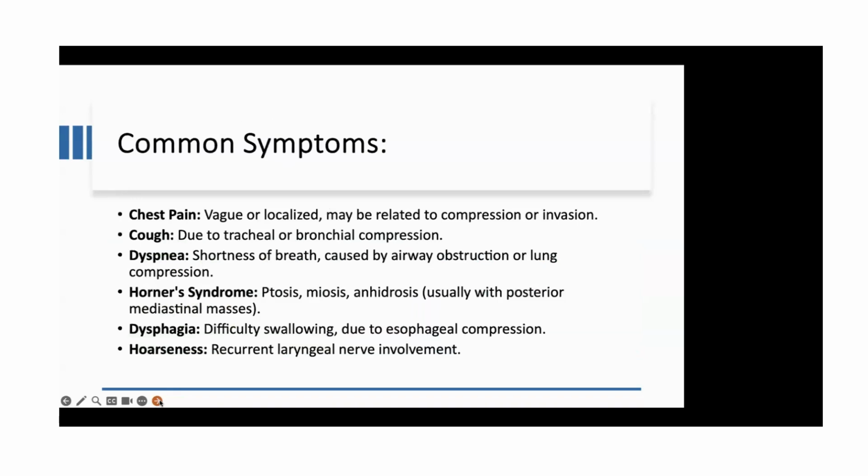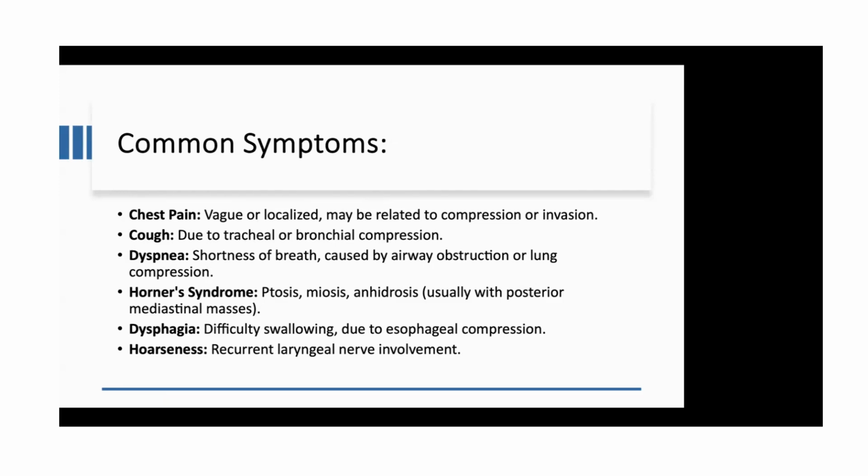So common symptoms, of course, are connected with the structure that is being compressed. For instance, it can be chest pain related to compression or invasion. It can be cough and dyspnea, and of course, this is the compression of the trachea or bronchus. It can be Horner syndrome. Probably you have heard about this, which includes ptosis, miosis, and anhidrosis. And usually we see this in posterior mediastinal masses.